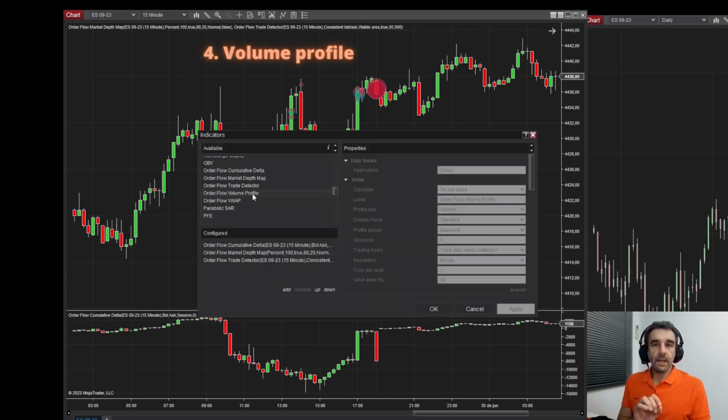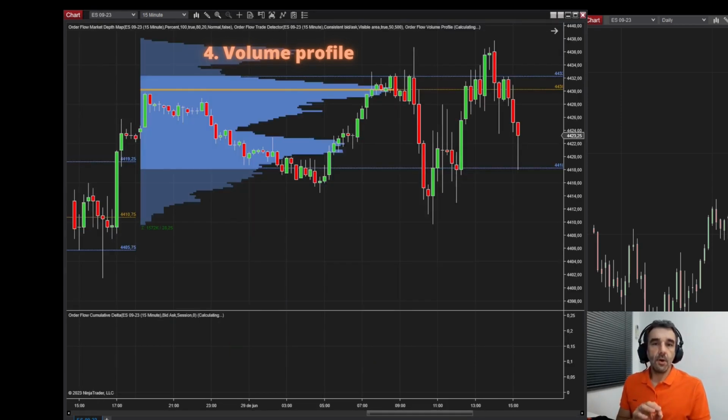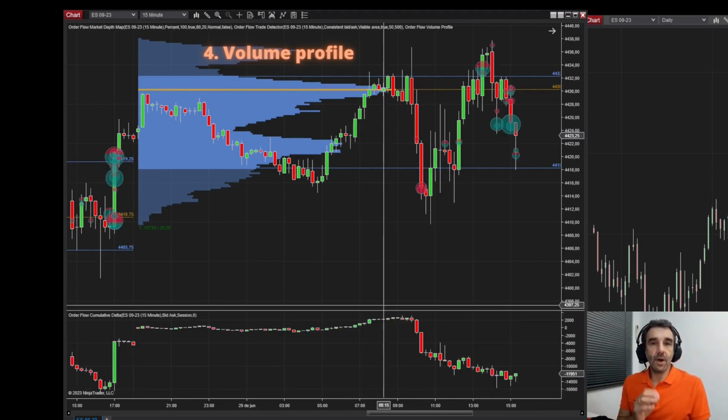The fourth indicator in the order flow tools is the volume profile, and this one is crucial for my trading approach. The volume profile shows the volume traded at each level of price. Even though I look at time-based charts, in terms of defining support and resistance, I prefer to look at the volume perspective, and time is not that important for me.